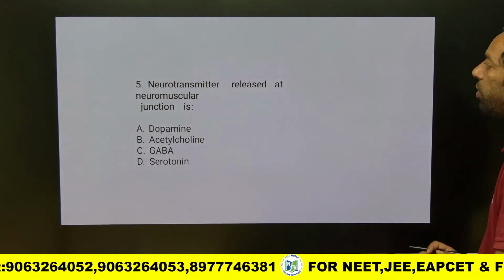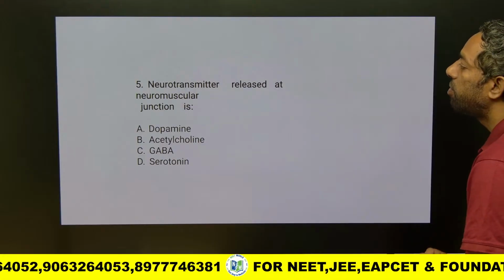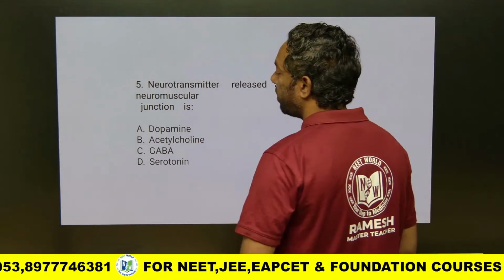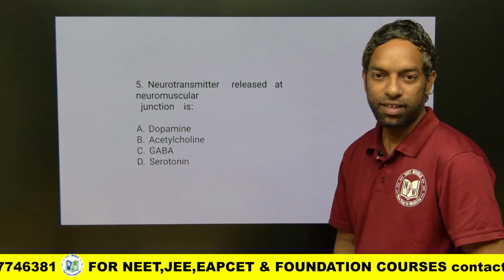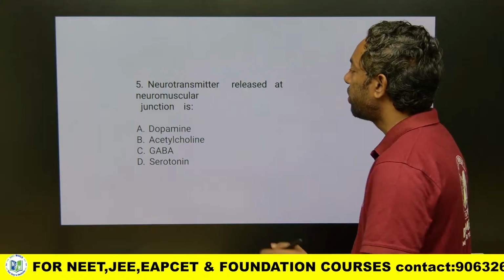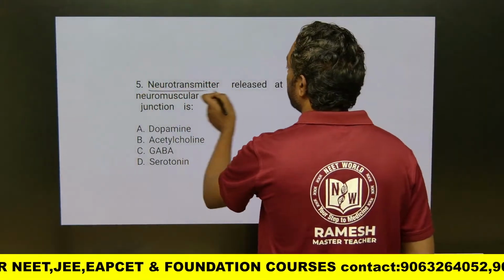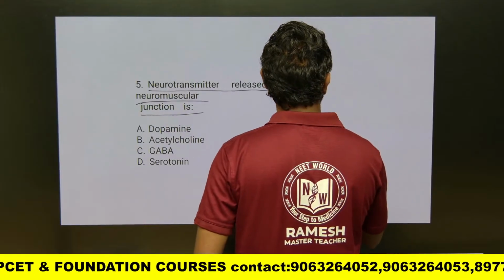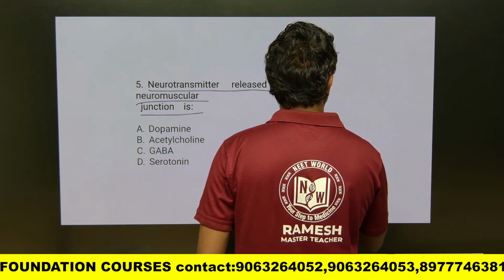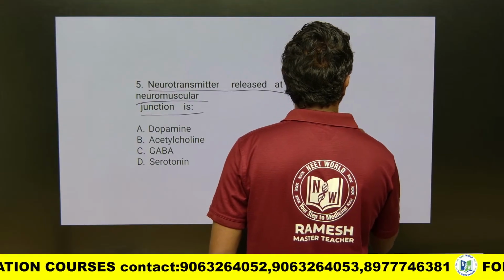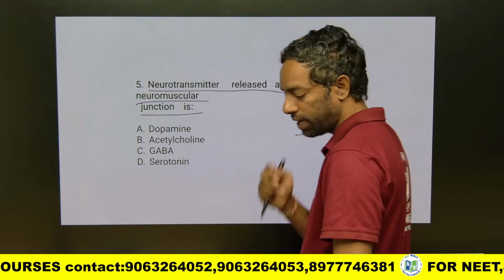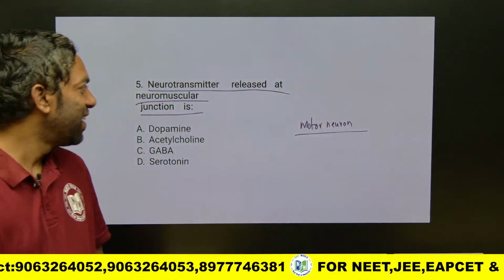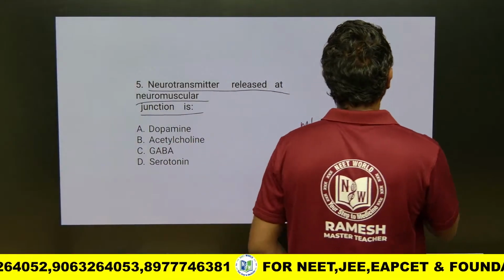Next question. Neurotransmitter released at the neuromuscular junction. Which neurotransmitter is released in the junction? It is about the neuromuscular junction, which involves the motor neuron. What is a motor neuron? The neuron which is connected to the skeletal muscle.